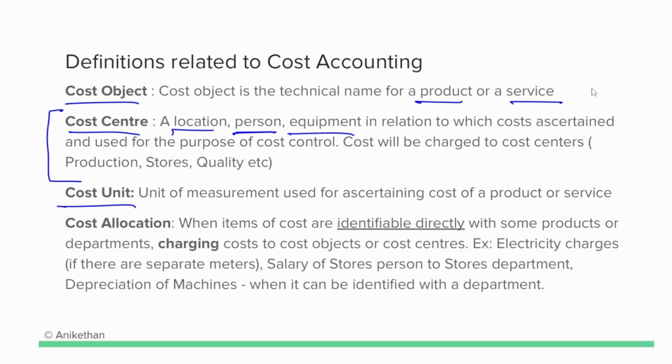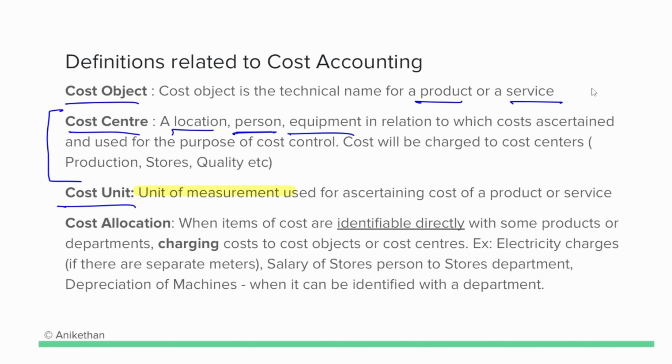Then cost unit, it is the unit of measurement that is used. In a tire manufacturing company, it will be the number of tires produced. In car, it will be the number of cars. But if you go to steel, it is not number of steel, it is metric ton of steel. If it is an oil refinery, it will be kiloliter or megaliter of petroleum produced. So these are the units of measurement.